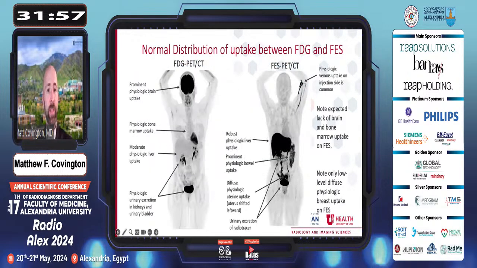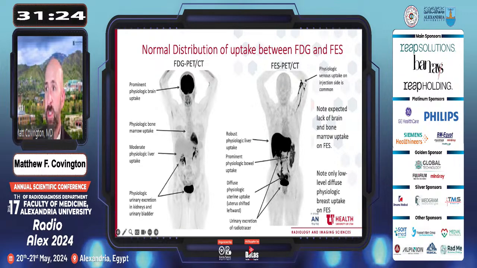Let's look side by side at an FDG PET CT scan and an FES PET CT scan, and you'll right off notice some notable differences. First, we'll go top down. You can see that the brain is very hot on an FDG scan, and it's not showing much uptake at all on an FES scan. That's a great thing because that allows us to be more sensitive for subtle areas of brain uptake when we're not competing with a high level of background uptake.